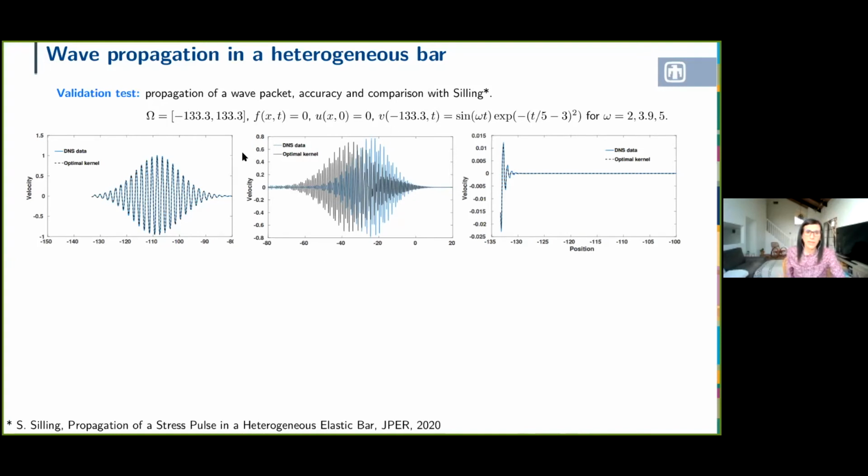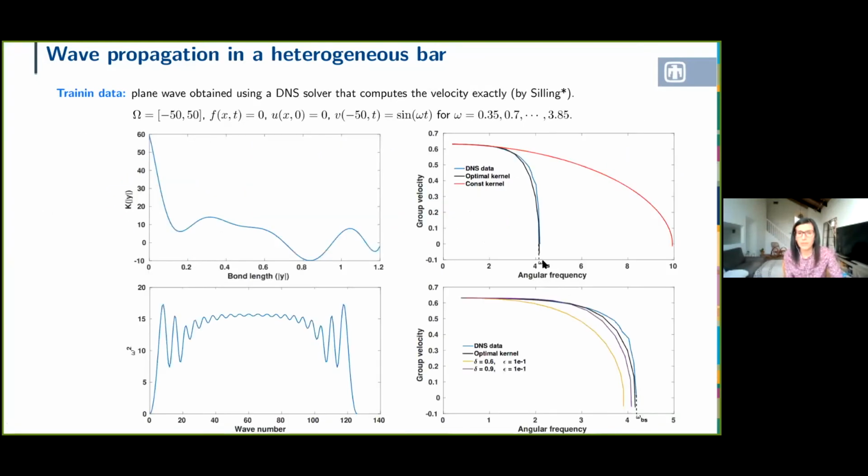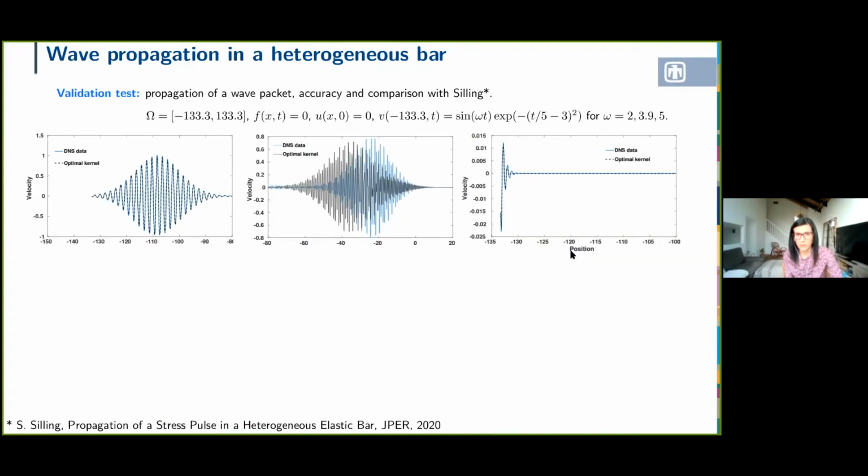So we use a wave packet, which is defined in this way. And once again, we generate high fidelity simulations for different values of omega. Just to explain why we pick these values of omega: the first value is before the band gap, or the band stop. We pick a value that is very close to the band gap, and a value that is beyond 4.